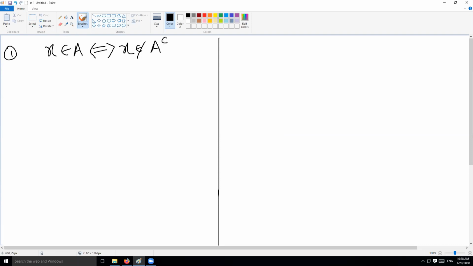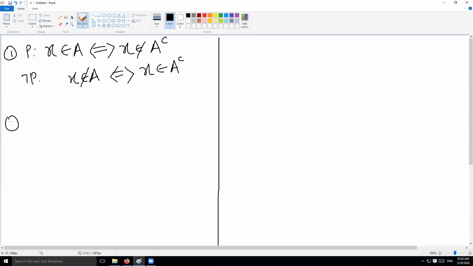So if X is not in A complement, this means X is in A, and if X is in A, it means X is not in A complement. And so if this is a statement, what would be the negation of it? The negation is going to be X does not belong to A if and only if X belongs to A complement. So if X is in A complement, X is not in A. And if X is not in A, X is in A complement. Okay, these two things are equivalent.